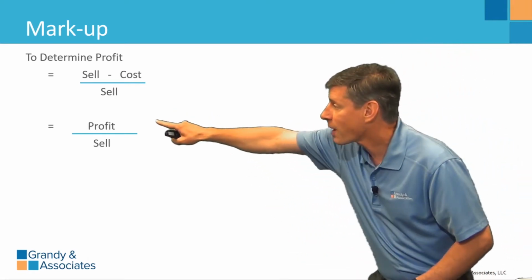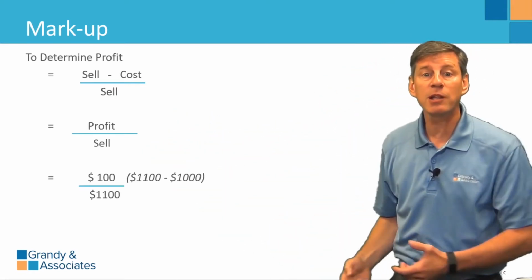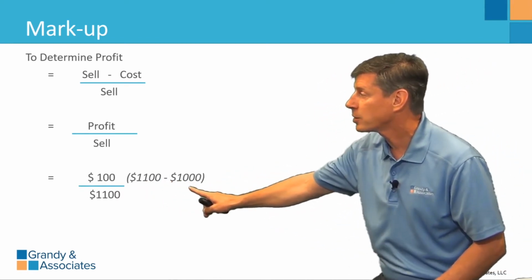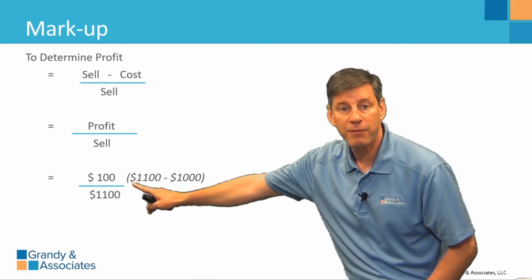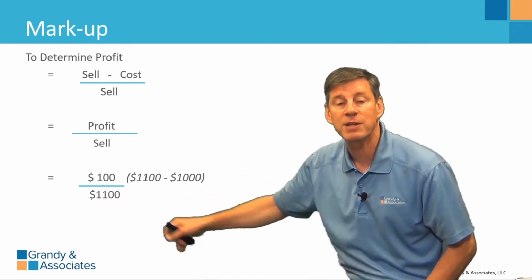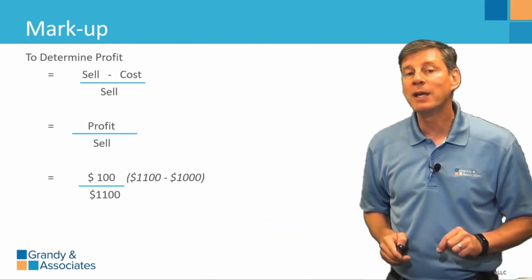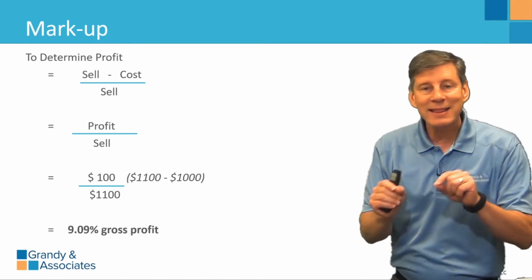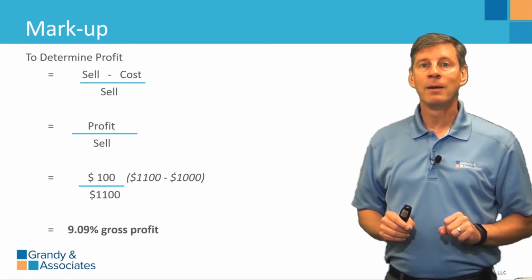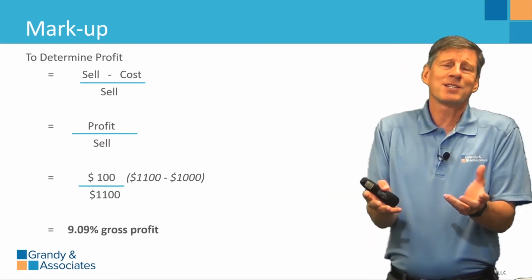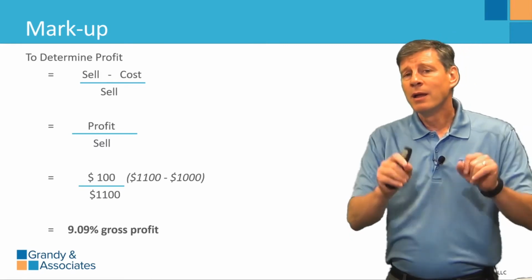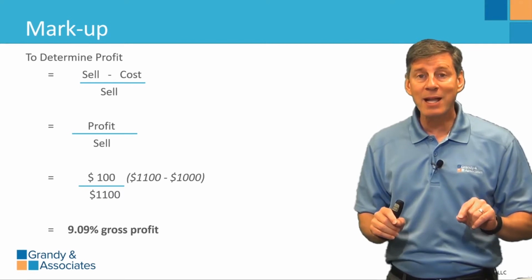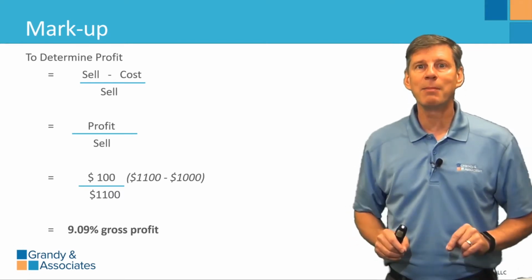So I take that gross profit divided by the sell, and in this particular example, our profit was $100, right? We sold the job for $1,100. Our costs were $1,000, so that's a profit of $100 divided by a sell price of $1,100. That gives me a gross profit percentage of 9.09%, not the 10% that we thought we were getting. Now you can say, well, Bill, that's less than 1%. What's the big deal? When you spread it over $1 million, $2 million, $3 million, it adds up, especially when that money is coming out of your pocket.